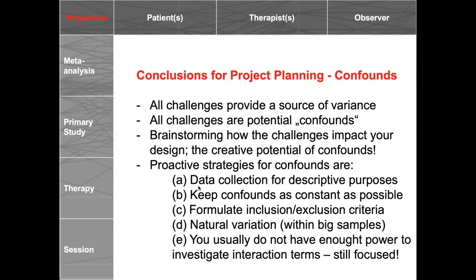One further and sometimes neglected aspect is to keep the confounds as constant as possible. So sometimes, and it makes sense, to have a very focused research question, but if we have a very focused research question, then it's a good idea to keep the other confounds as constant as possible. So that means that we have to standardize, for example, patients' characteristics or also therapist characteristics and so on, to just not have too much variability within the designs that is not interesting with respect to the particular hypothesis.